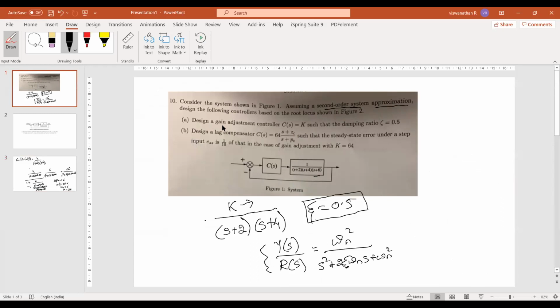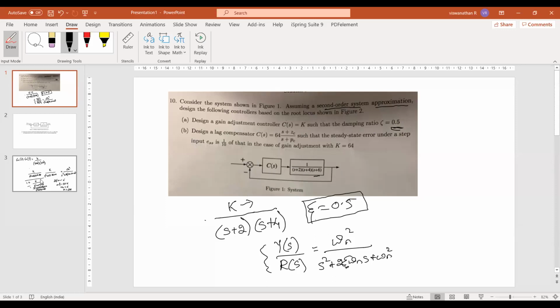Okay, design a gain adjustment controller, C of s is equal to k, such that the damping ratio zeta equal to 0.5. Okay, so this is the requirement. So damping ratio must be equal to 0.5. So what will be the value of k? You just can't do it for the open loop transfer function. You have to do it for the closed loop transfer function, because this is what is given.